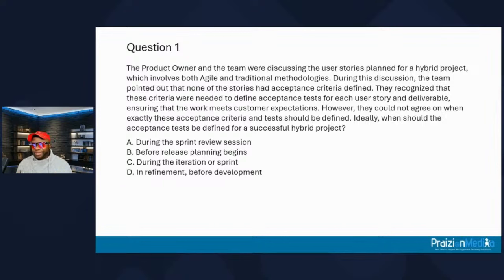Too early. C, during the iterational sprint. Think about it. As you're doing the work, that's when you're working on acceptance tests. Doesn't make sense. So the best answer to this, my friends, is D. Okay. The best answer is D.